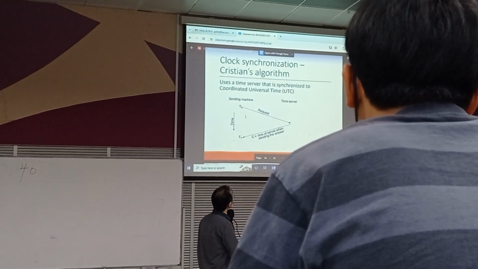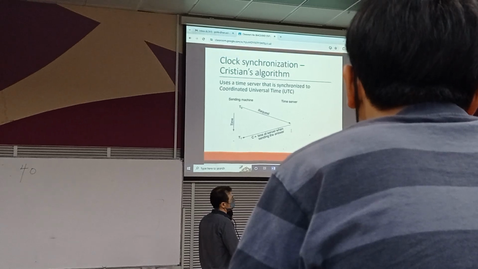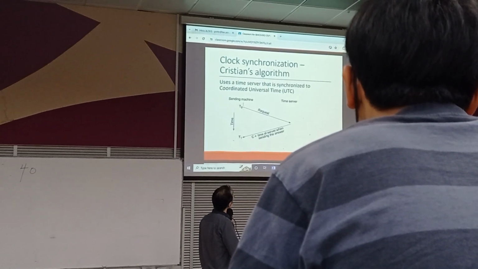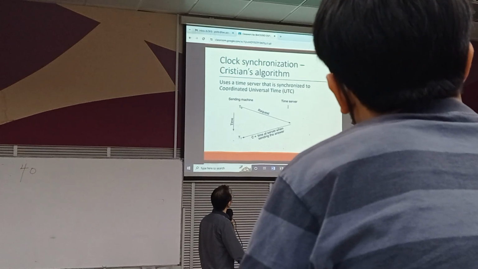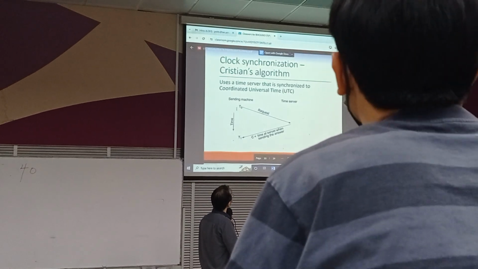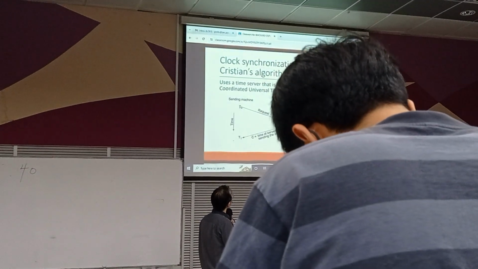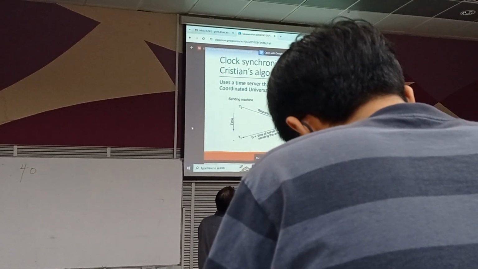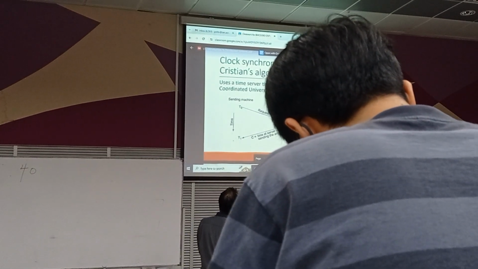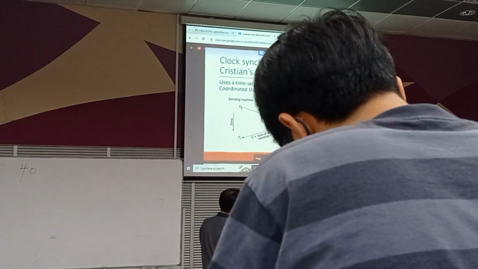What you want to do is you want to share the time. Make sure that the time for this machine and the other machine is synchronized. Okay, so you want to synchronize this sending machine time with the server time. How do you do it? Okay, first what you do is you send a request. Okay, you send a request.